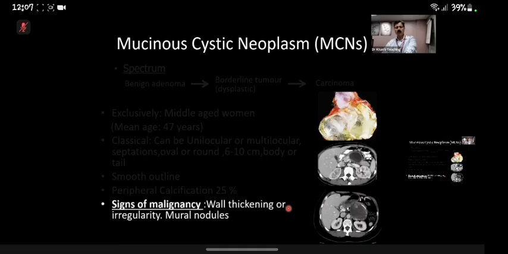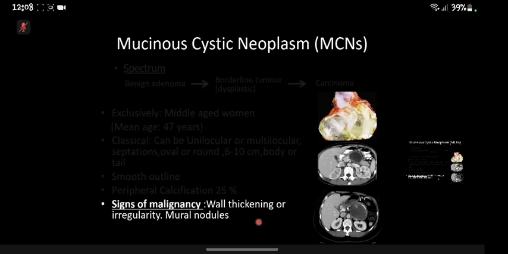Signs of malignancy. What are the signs of malignancy? If there is wall thickening or irregularity, or there are mural nodules. To keep it simple, think like an ovarian cystic lesion. You remember that in an ovarian lesion, if there are thick septations, enhancement, nodularity, an enhancing nodule, you call it a malignant tumor.